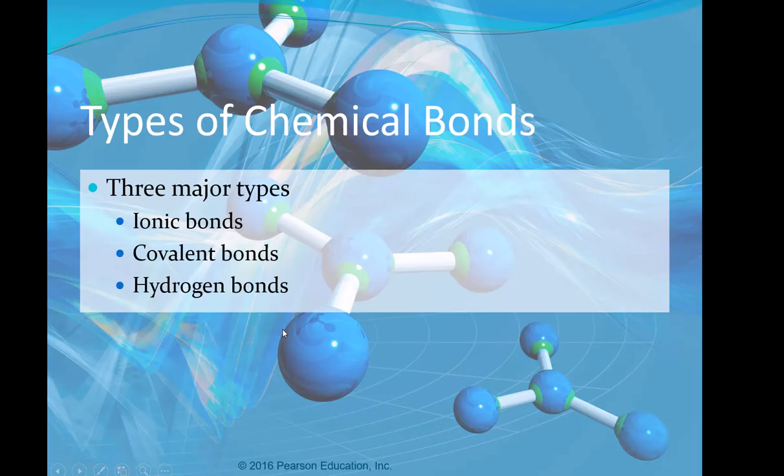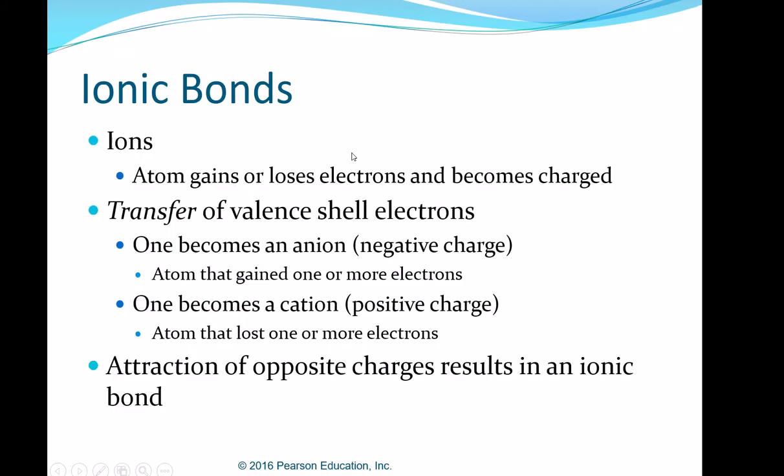So we have 3 primary types of chemical bonds. We have ionic bonds, covalent bonds, and hydrogen bonds. We're going to describe what each of them are, look at some examples, and also talk about them in terms of stability. Let's start with the ionic bonds.